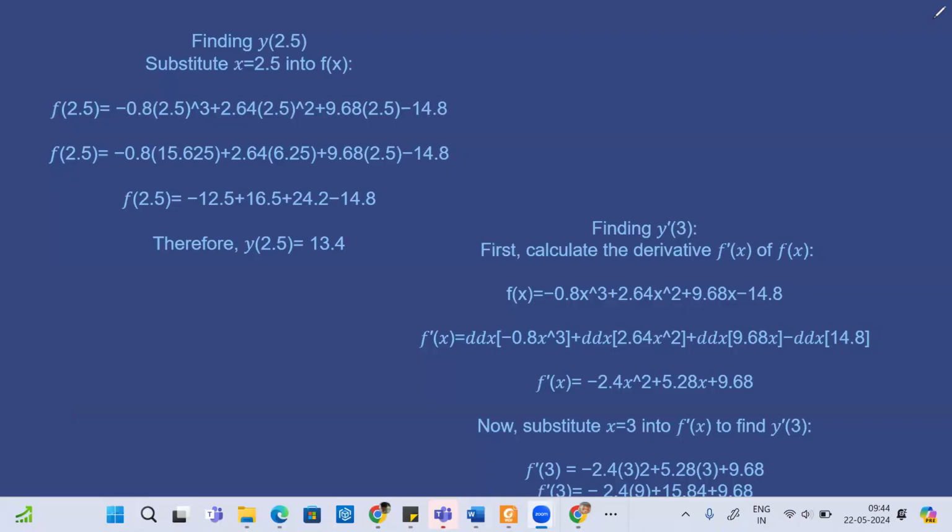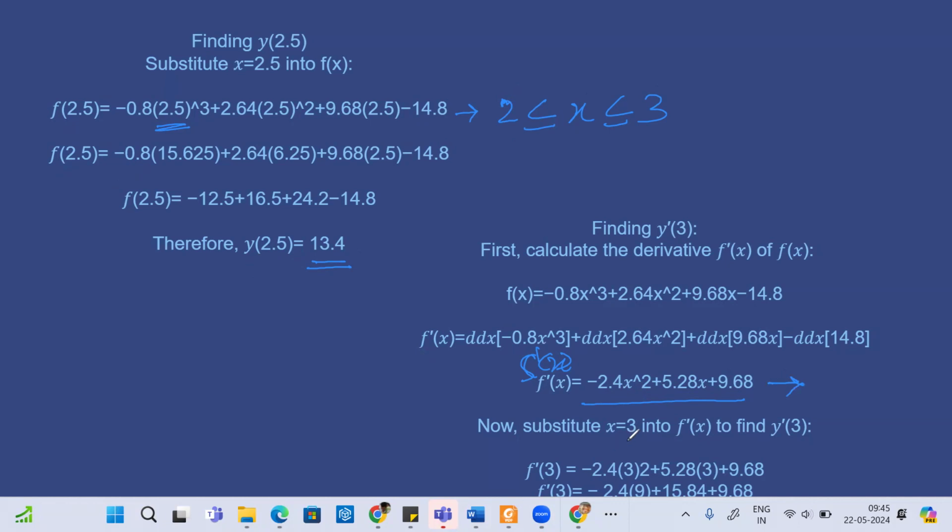Okay, by using the third cubic spline polynomial on the interval 2, 3, we put the value 2.5 in the cubic spline polynomial, and we get the value of y of 2.5 as 13.4. Then we find the derivative of that polynomial, and we get s dash of x is equal to minus 2.4 x square plus 5.28 x plus 9.6. This is the first derivative of that cubic spline polynomial on that interval 2 and 3.